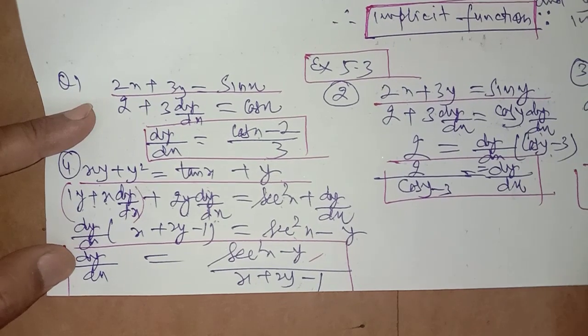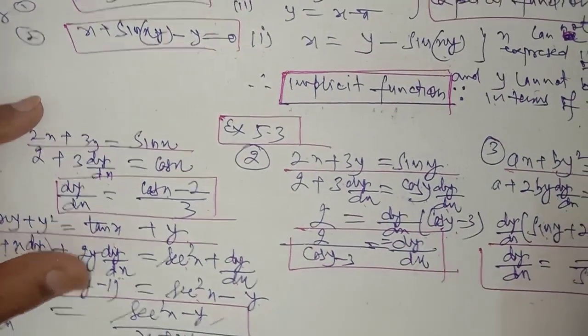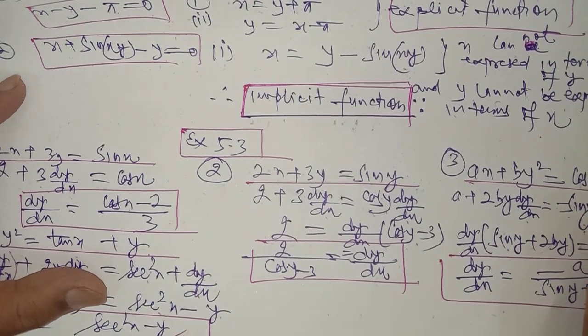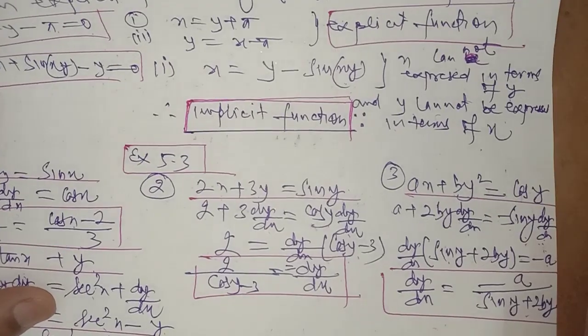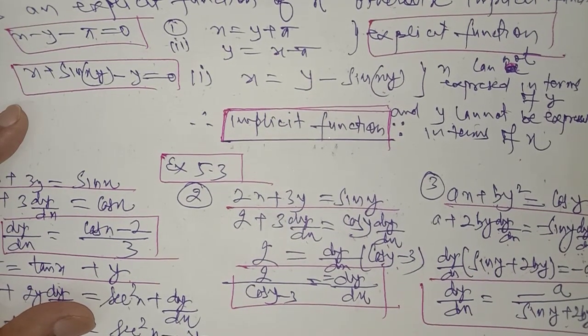This is the method to differentiate an implicit function. You simply differentiate the equation, and whenever you are differentiating y, you simply put dy/dx after it. It means that we have differentiated y with respect to x.